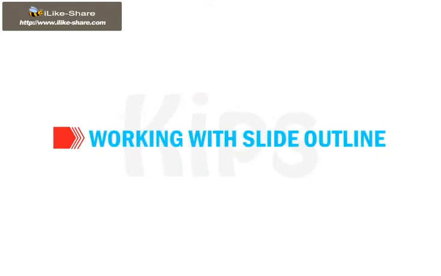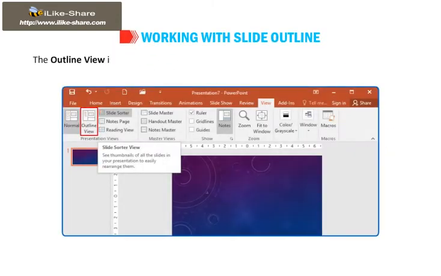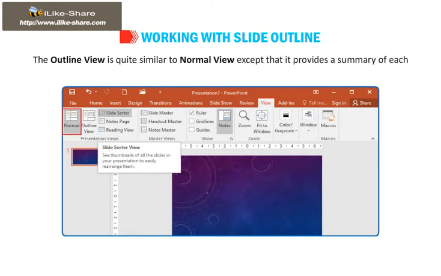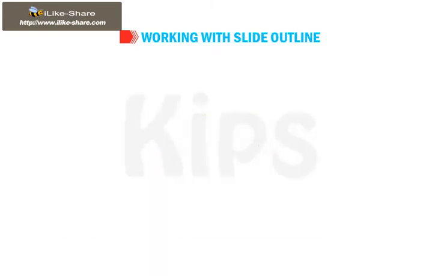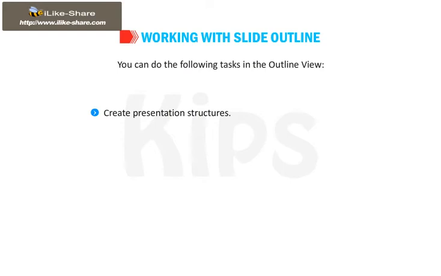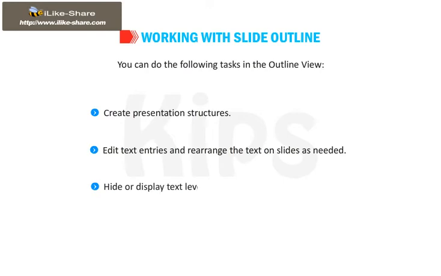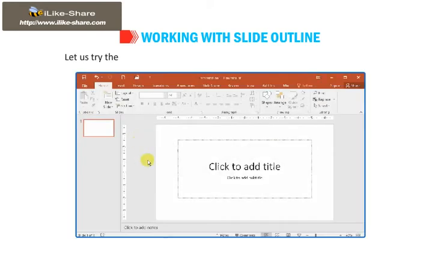Let's learn how to work with slide outline view. The outline view is quite similar to normal view except that it provides a summary of each slide in the outline pane. You can do the following tasks in the outline view. Create presentation structures, edit text entries and rearrange the text on slides as needed. Hide or display text levels. Let us try the following activity which demonstrates the use of outline view.